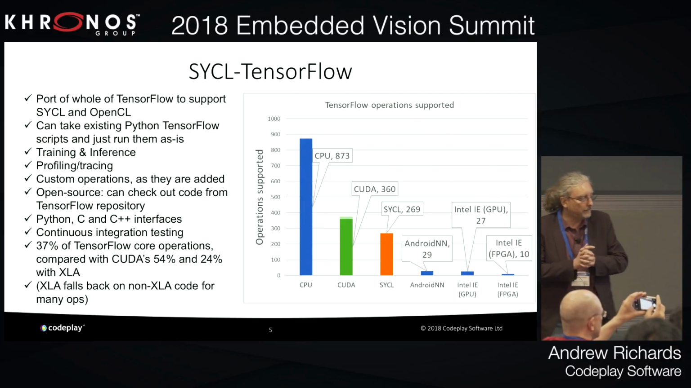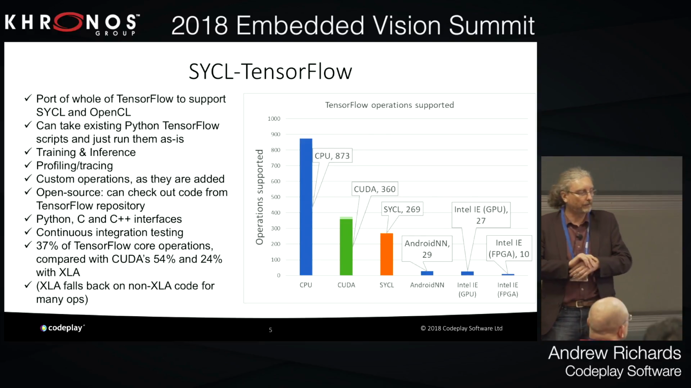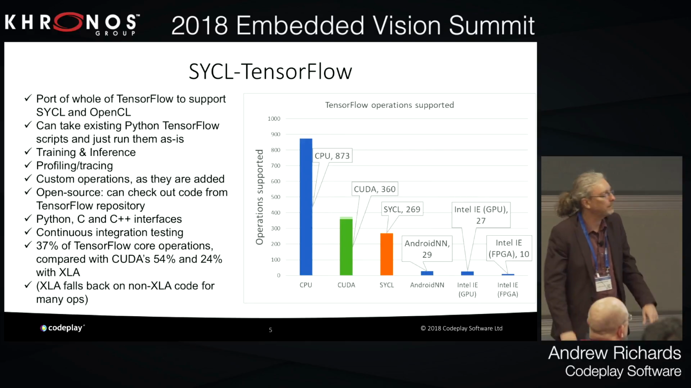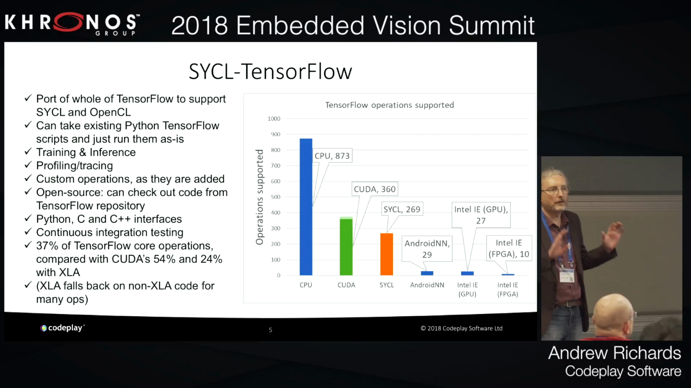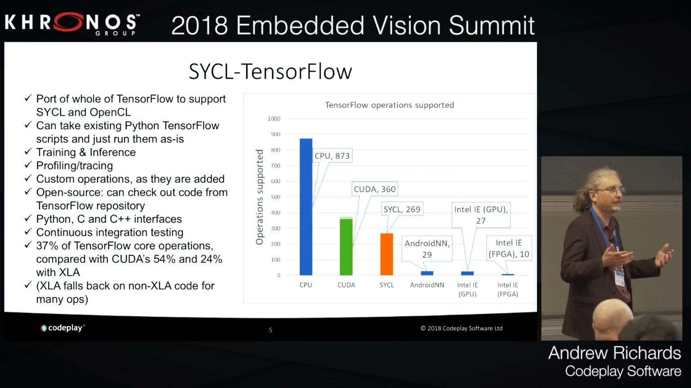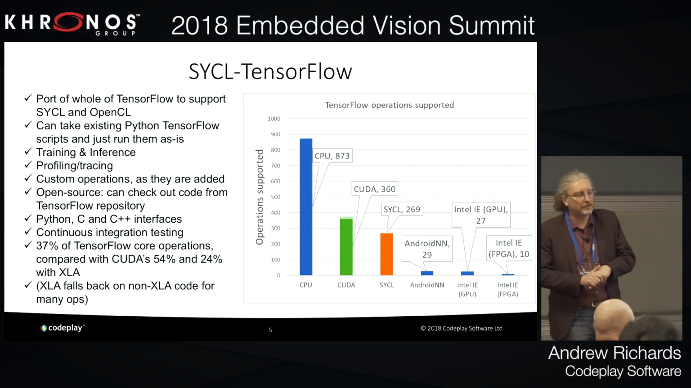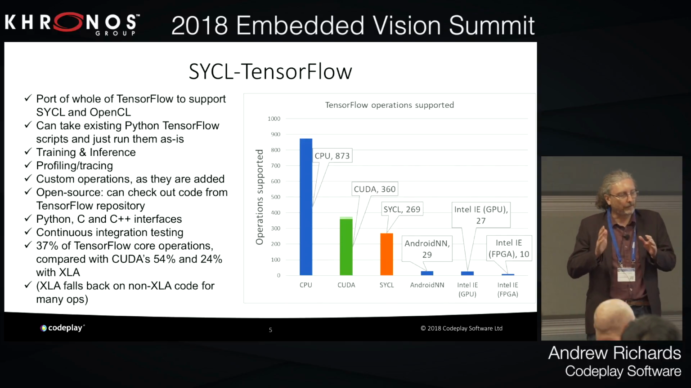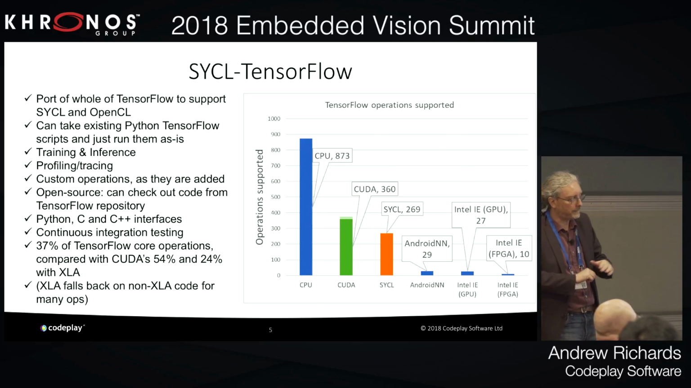So SYCL TensorFlow, this is kind of a progress report of where we are in terms of TensorFlow support. Inside TensorFlow, there are 873 operations, of which 360 work on CUDA. The rest of them, you probably don't want to run on a GPU. You might wonder why they don't run on the GPU. They're things like loading from a file or printing something to the screen, which you're not going to run on a GPU. So about 360 operations at last count run on CUDA, of which 269 run on SYCL. So really quite a lot of features there.